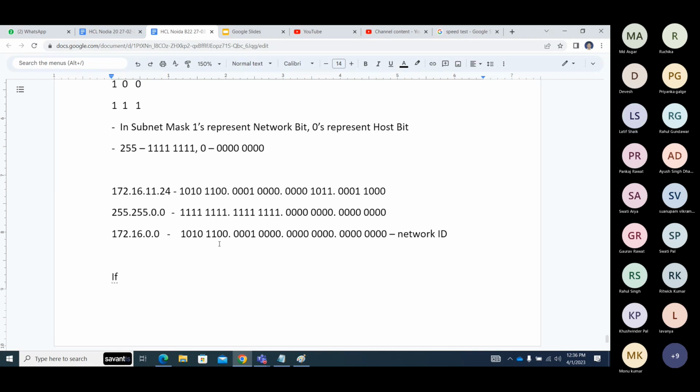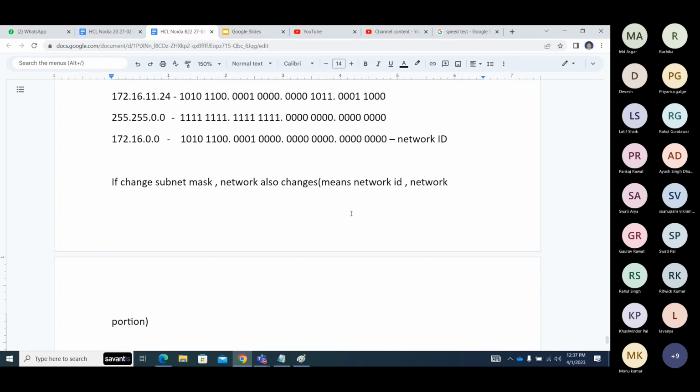If you change the subnet mask, the network also changes, meaning the network portion or network ID also changes. The network ID composition can change.